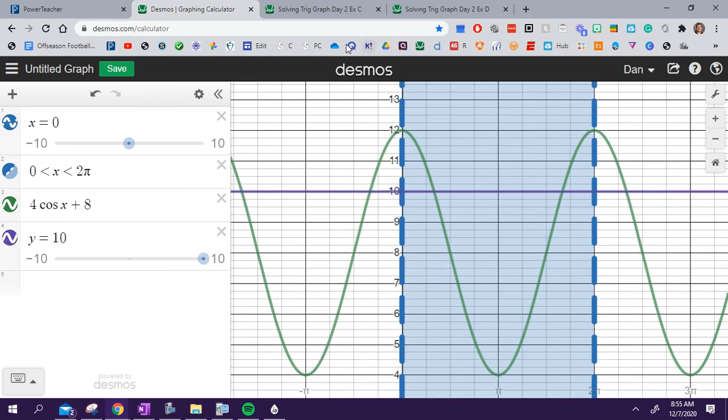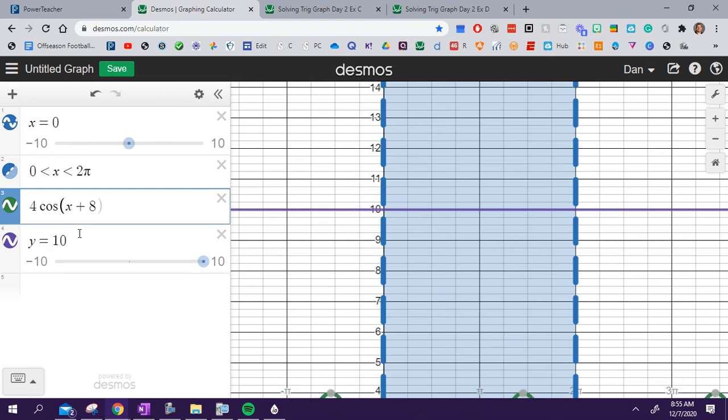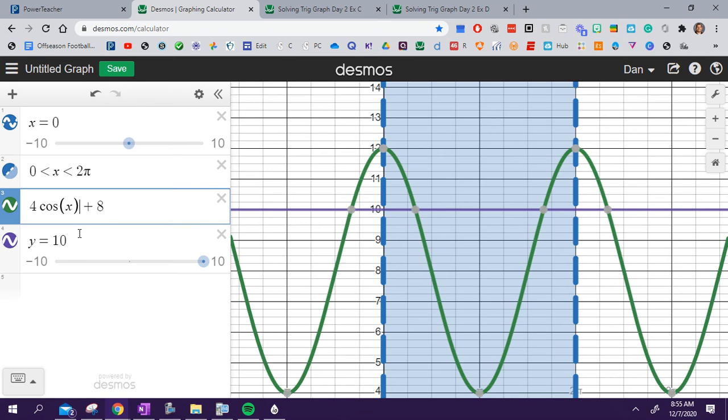Talk with your neighbor. What would happen with both the green graph and the number of answers I'm going to get, equal to 10, if I change the number right here in front of x? What if instead of just x there, I threw a different number, like the number 2? What's going to happen to my answers if I throw that number 2 in front? That's super important for today. Talk. All right. So what is going to happen to my graph?